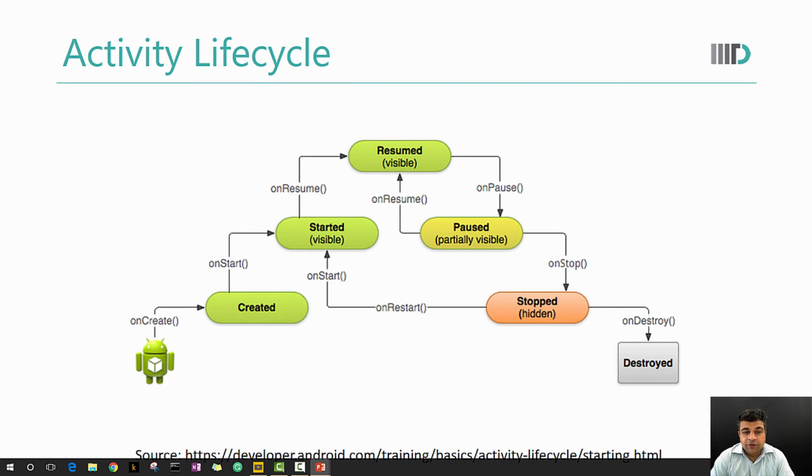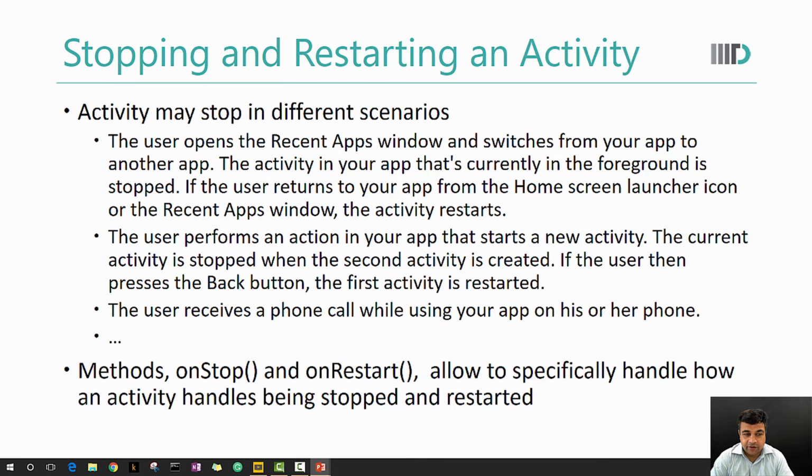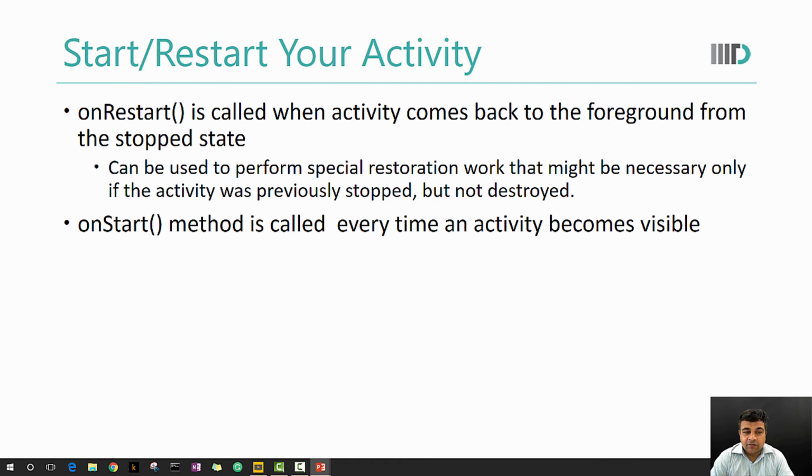So on start can be used to perform some restoration work that might be necessary only if the activity was previously stopped but not destroyed. And on start will be called every time an activity becomes visible, which means that if your activity is only going from a visible mode to hidden mode to visible mode, on start method will be called every time. While on restart will be called only when the activity went into the stopped state. Please try to understand the difference in which these two methods are called.